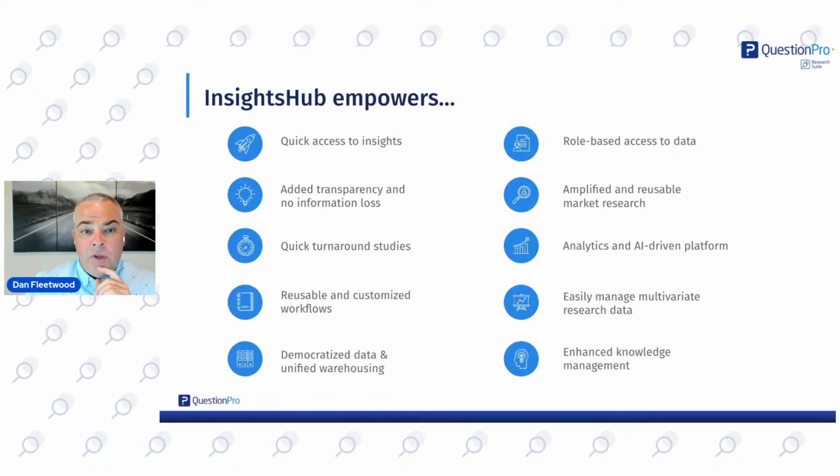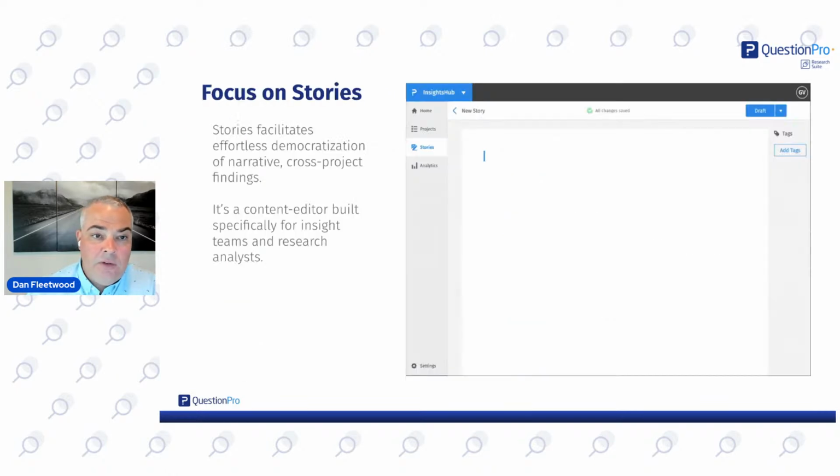So just a quick overview. I mentioned some of this before I started to get into some of the H1 and H2 features and functionality, but it empowers quick access to insights, added transparency, no information loss, quick turnaround on studies, reusable workflows, and enhanced knowledge management for those teams. So it's kind of separating the tribal knowledge and getting it into a system that everybody can access. Amplified reusable market research and analytics AI-driven platform. So it empowers insights teams to do all of these different things.